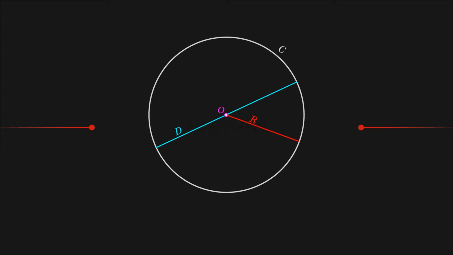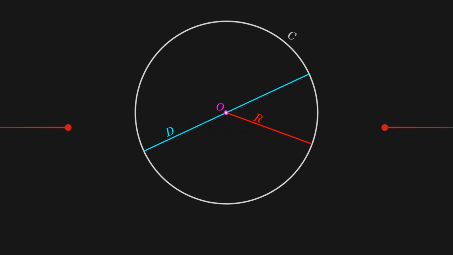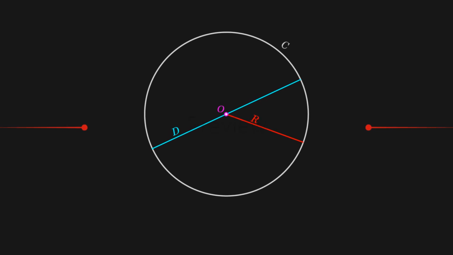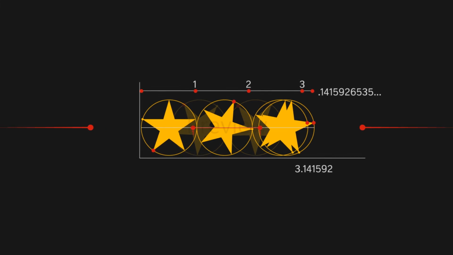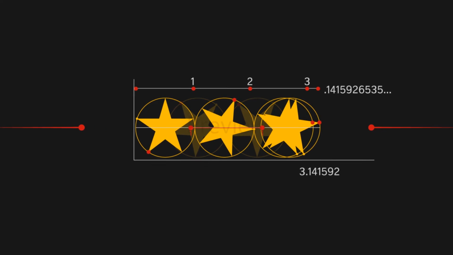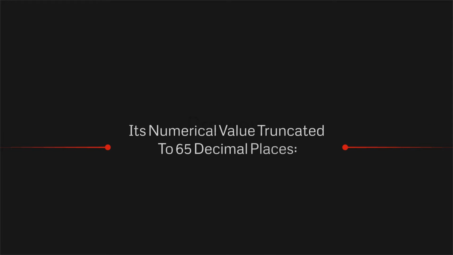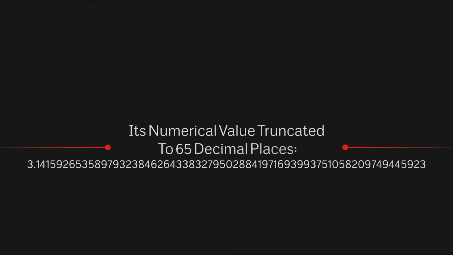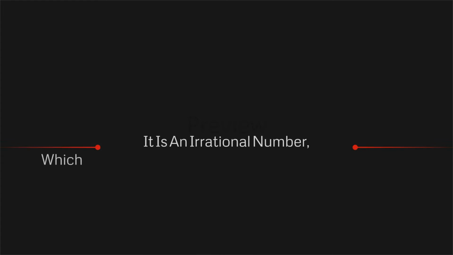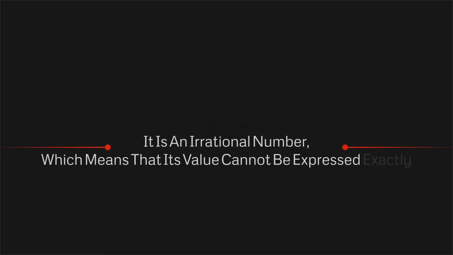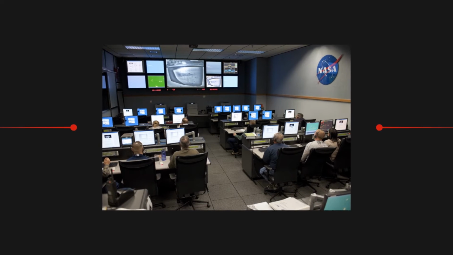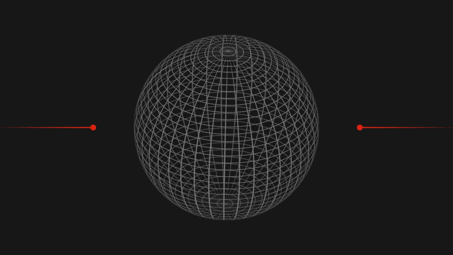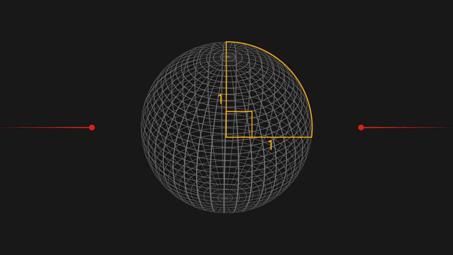Pi, sometimes written π, is a mathematical constant whose value is the ratio of any circle's circumference to its diameter in Euclidean space. Geometrically, this is the same value as the ratio of a circle's area to the square of its radius. Its numerical value truncated to 65 decimal places is. It is an irrational number, which means that its value cannot be expressed exactly. A NASA computer has calculated 10 million decimal digits without finding the exact number for pi. In this irrational number lies the perfection of the sphere.